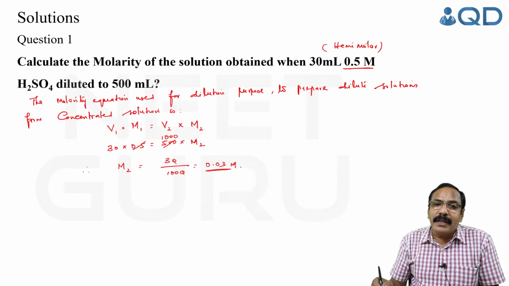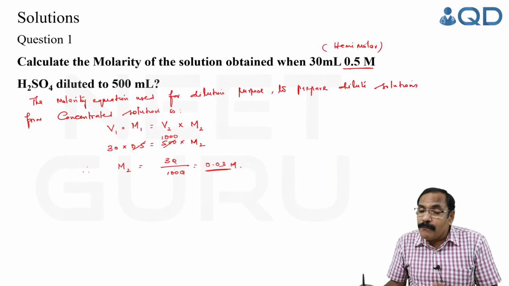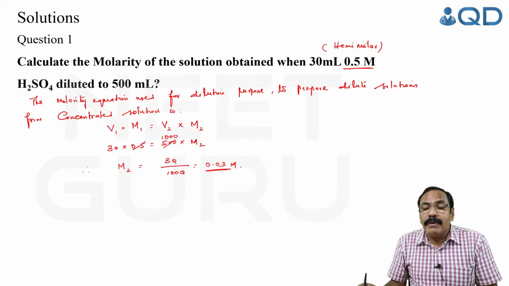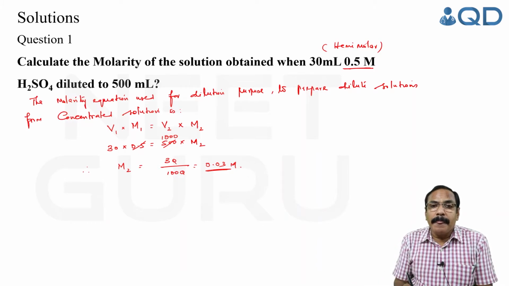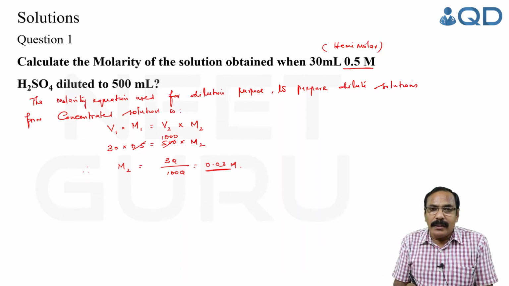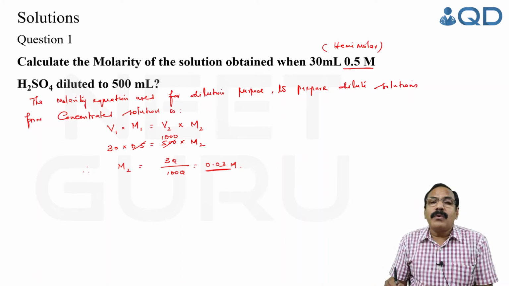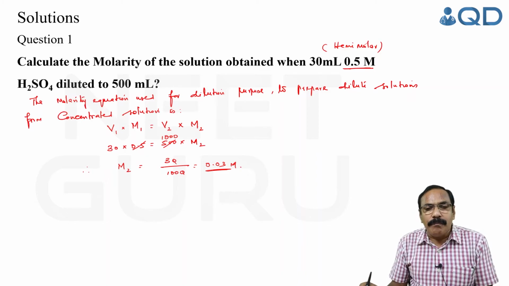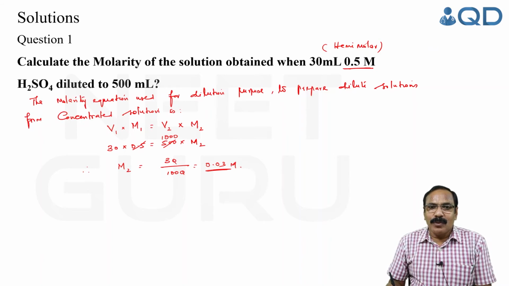So, you are preparing a dilute solution by using the molarity equation. Remember, it is only for dilution. Never apply this V1 M1 equals V2 M2 for solving the volume of reactants involved. There, suppose you have reactant A and reactant B combined to form product, the number of moles and volume are related as: volume of A into molarity of A divided by the number of moles of A equals volume of B into molarity of B divided by number of moles of B. Then only it will be correct. Okay, hope it is clear?